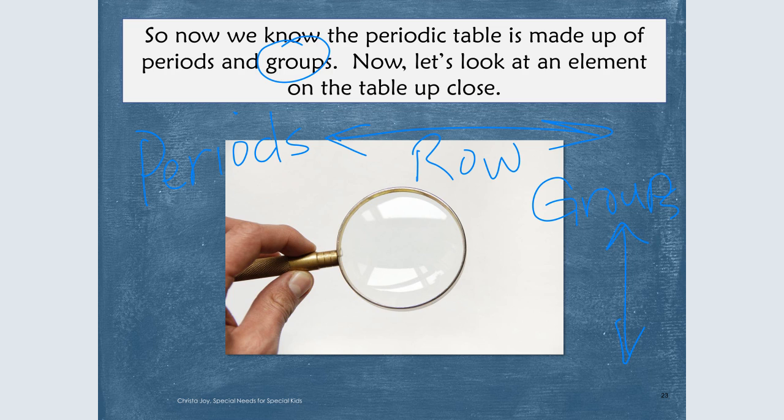Okay, and remember that the rows, there are 7 of them, 7 rows, and they have electron shells. So row 1 has orbital 1, row 2 has 2 orbitals, row 3 has 3 orbitals, and so forth. And the groups have the number of electrons in the outer shell.